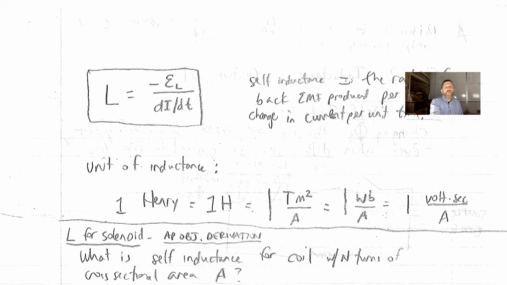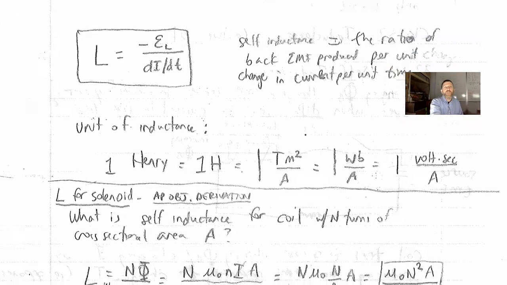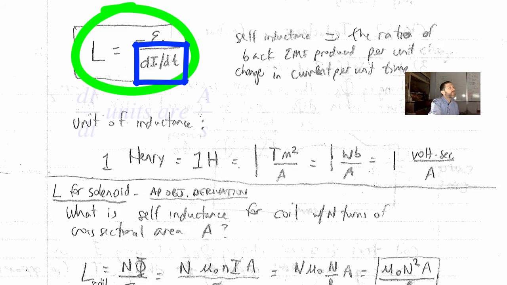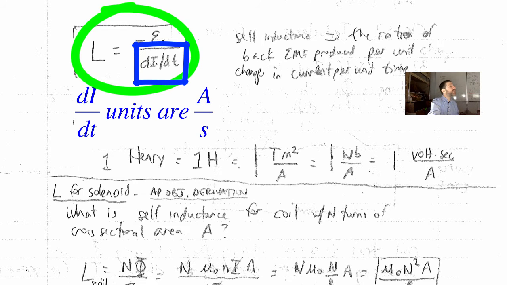Here's even another way to look at inductance or self-inductance. It is the ratio of back EMF produced per unit change in current per unit time. That's a mouthful. Let's look at this. di/dt. What units would that be measured in? Amps per second. It is a rate of change of current.